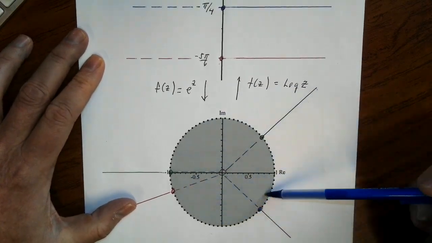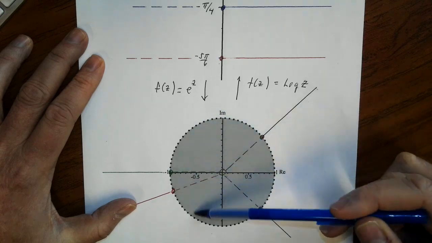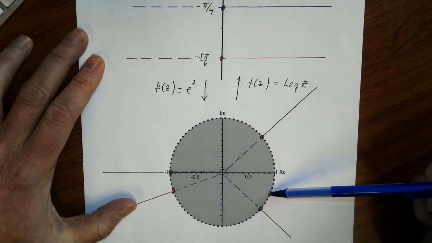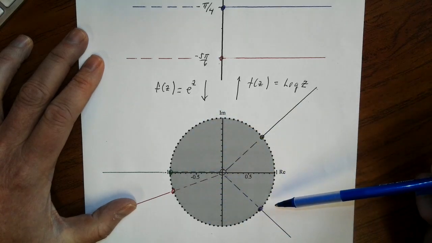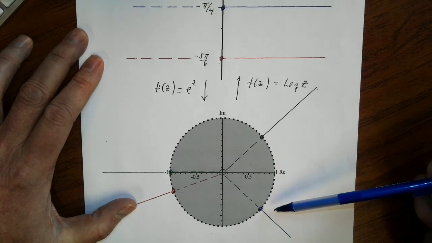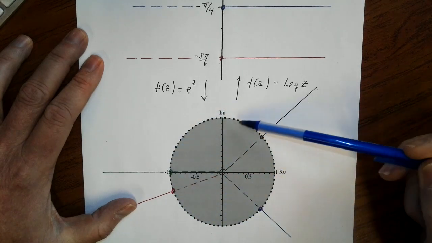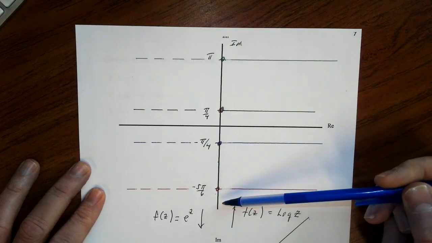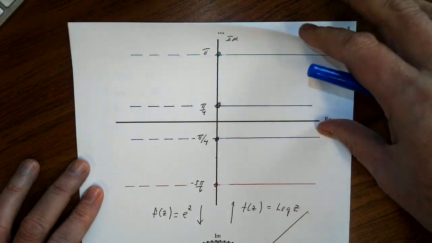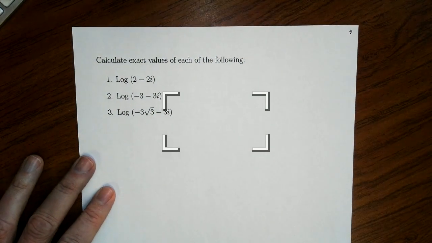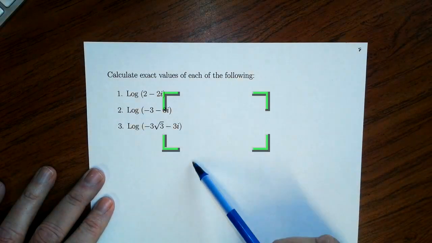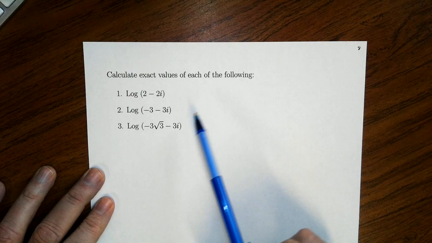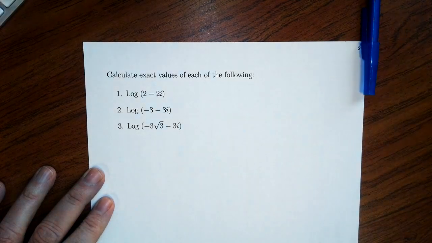This is the unit circle. Any point on the unit circle has a modulus of 1. And the natural log of 1 is 0. So the unit circle will get mapped to the imaginary axis. We will discuss these mapping properties more in class. Here are some things for you to do. Calculate the exact values of each of the principal logarithm branches.